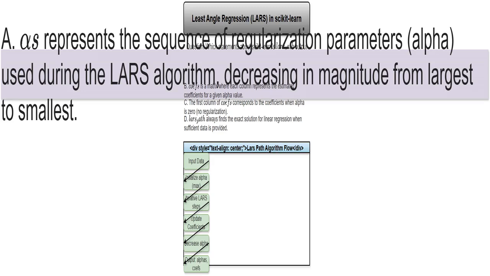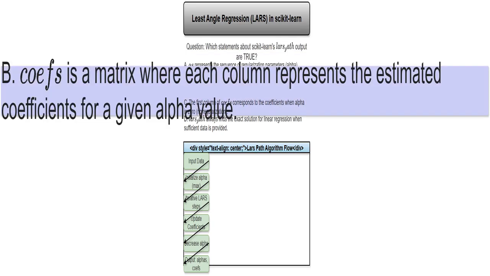I'm dealing with a matrix, which is like a spreadsheet with rows and columns. Each column holds the coefficients. The coefficient tells me how much each variable influences my outcome. This statement is about the first column of my coefficients matrix. It says it relates to when there's no regularization, alpha equals 0.